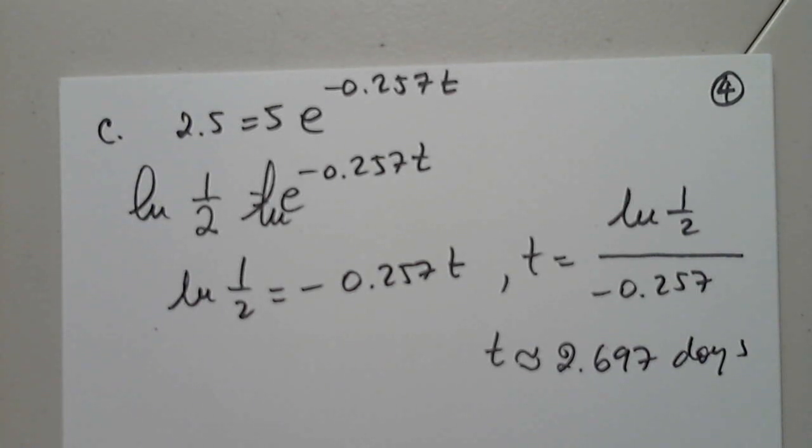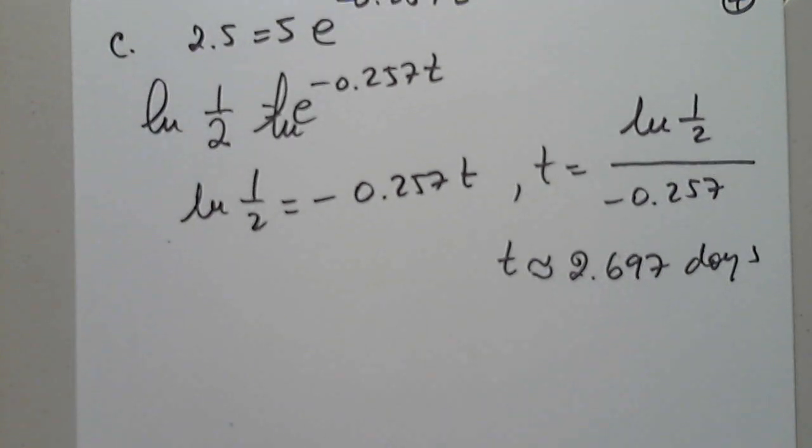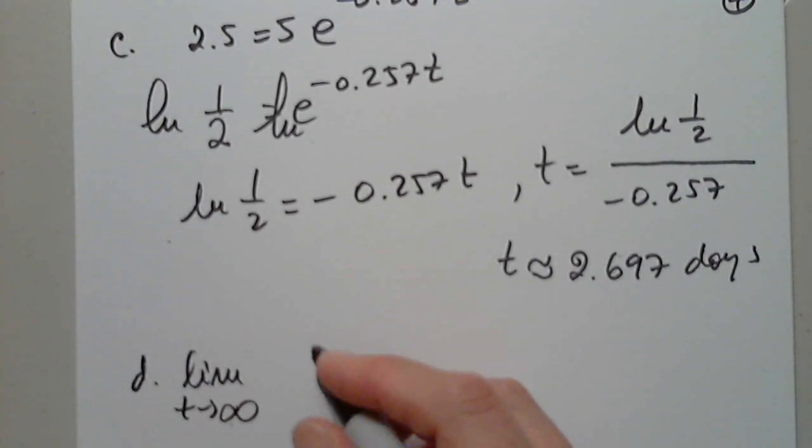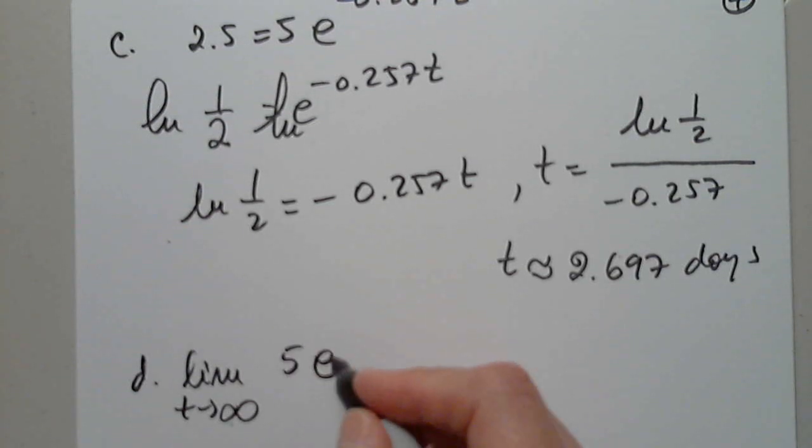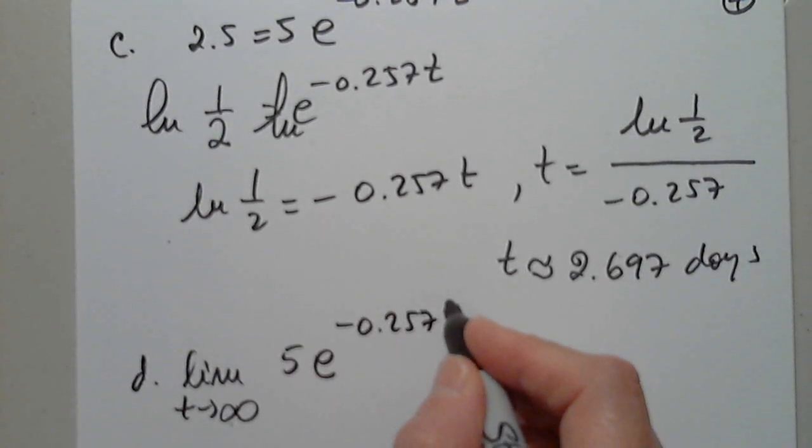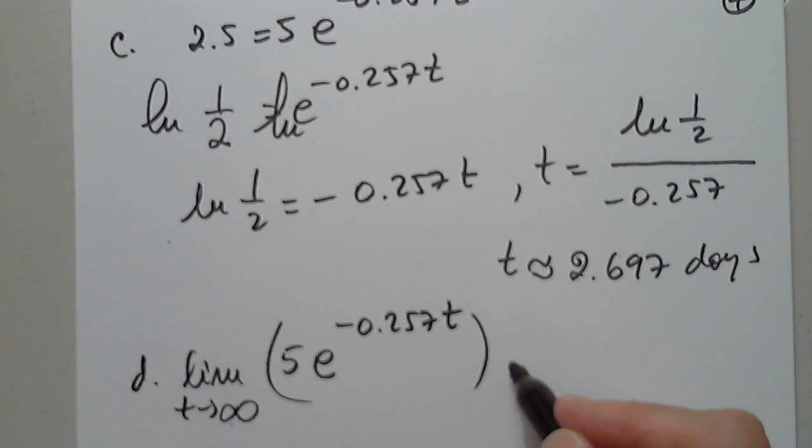Final question. Find the limit of this function as t approaches infinity and explain what this number represents. So we want, in part D, the limit as t approaches infinity of 5e to the negative 0.257t. And let's see what this represents.